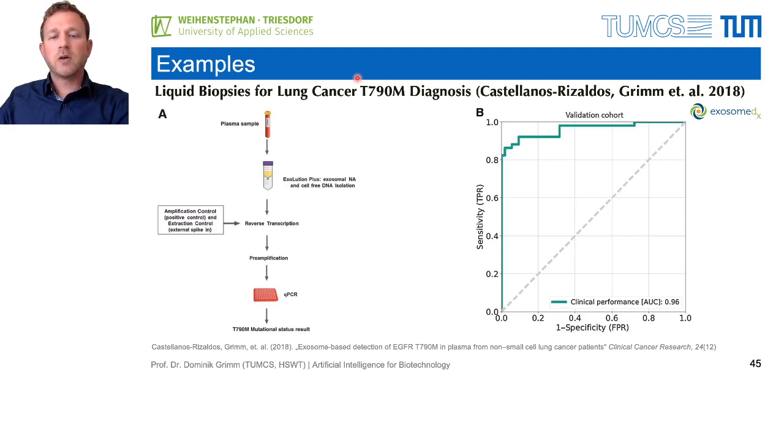And in this example, we were concentrating on non-small cell lung cancer, and especially on a specific mutation, which is called T790M, which only appears after treatment. So this is a resistance mutation that appears after the patient is developing a resistance against the treatment. And based on the blood sample of a patient, we could, with a very high precision, predict if this treatment failed or not. So if he developed a resistance or not.